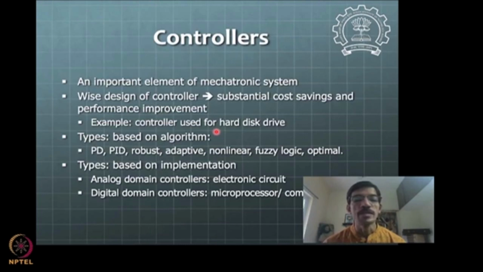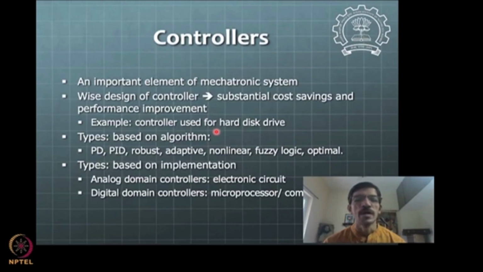So wise controller design, okay, can lead to substantial savings in the cost. Okay, so we'll see some examples and understand this point. This is a very important point that we need to be aware of, that the way you design control would have a lot of cost implications.